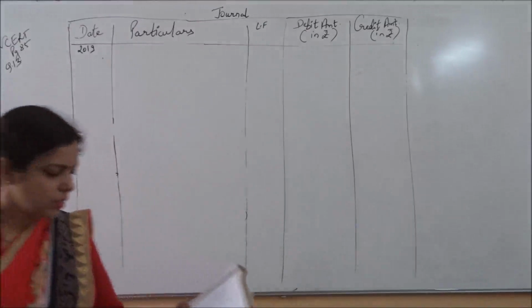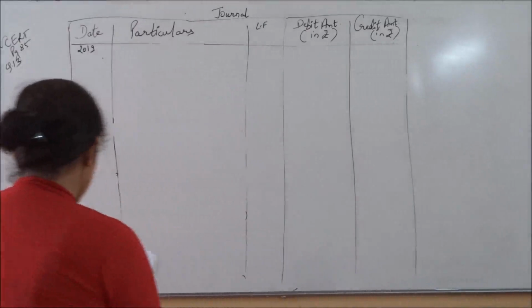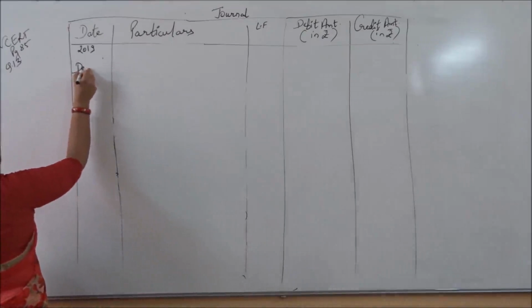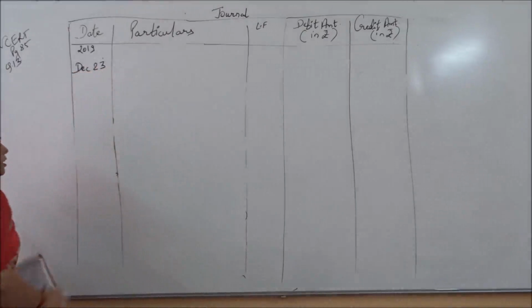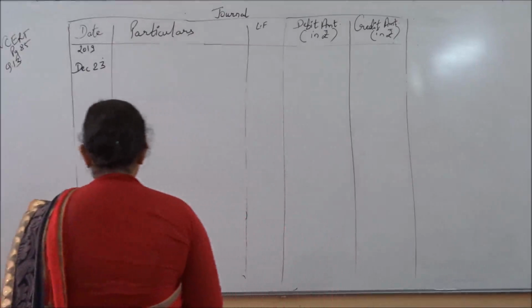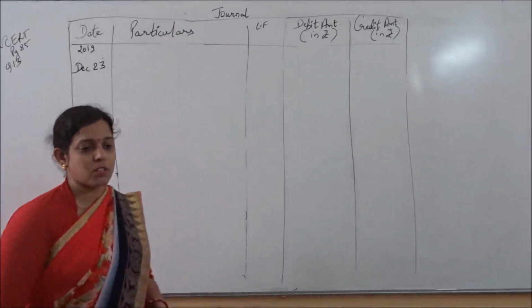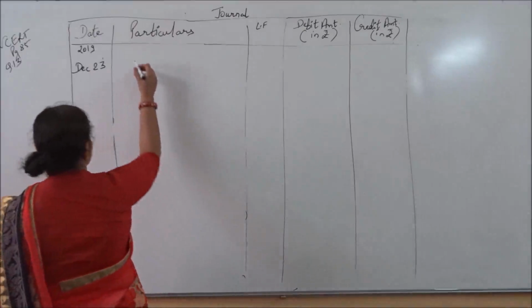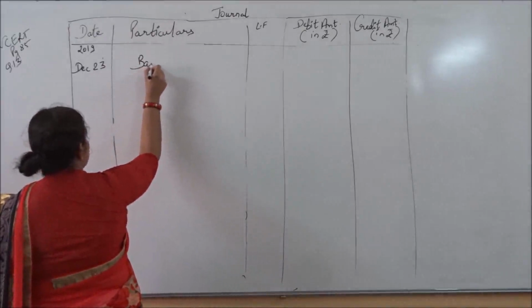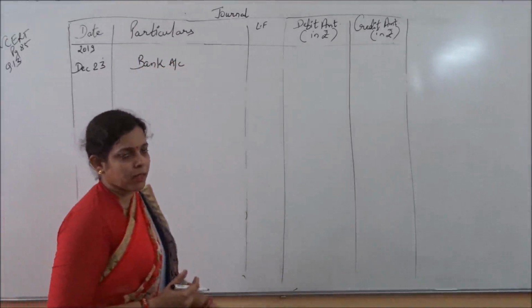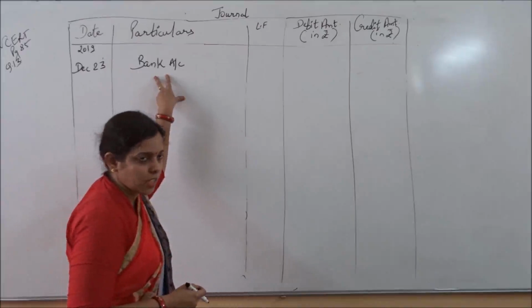Yes, now see the next one, December 23, deposited into bank. Deposited into the bank means money has been deposited into the bank. So bank becomes the receiver and cash is going from the business. So debit, what will come? Bank account. Because bank is receiving, bank becomes the receiver according to the rule of personal account.